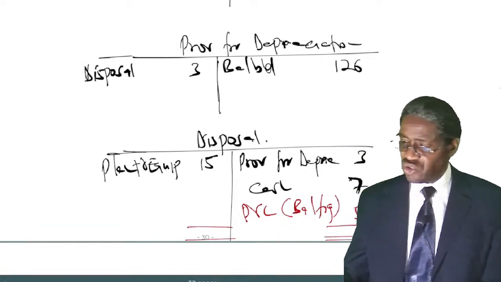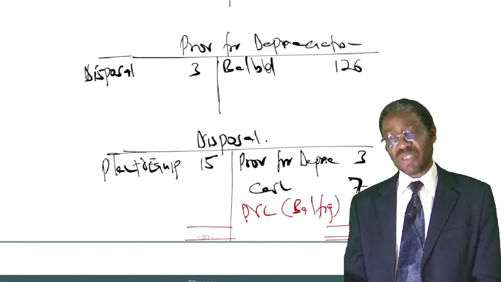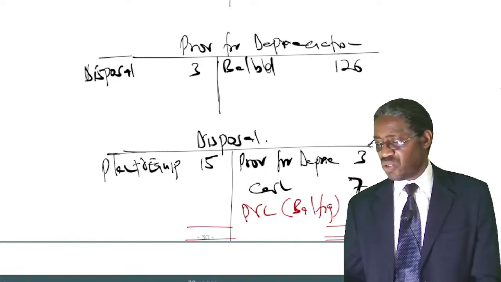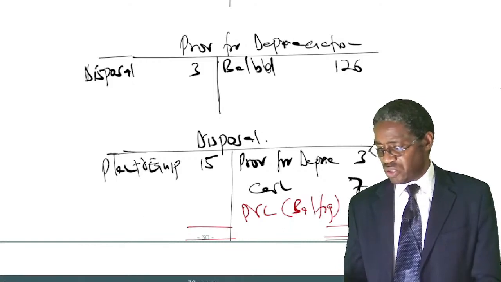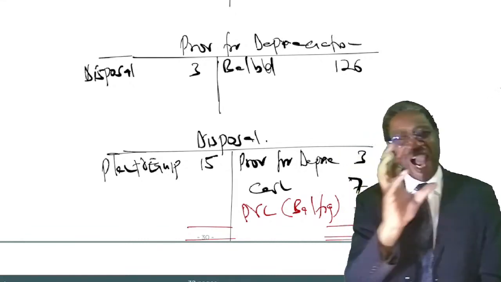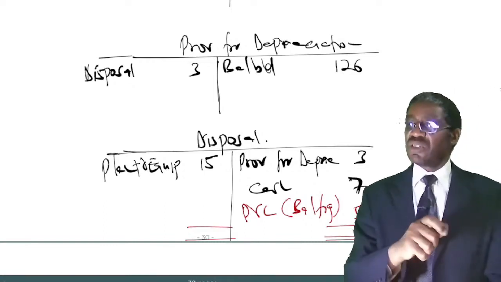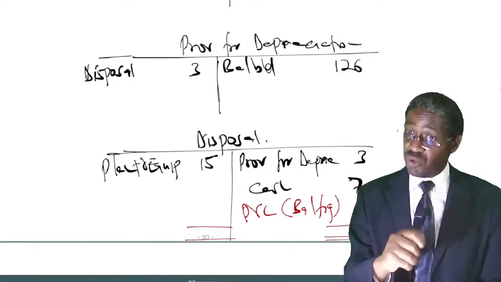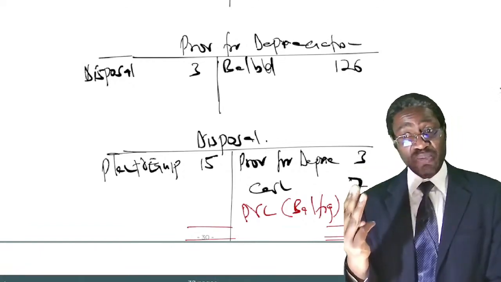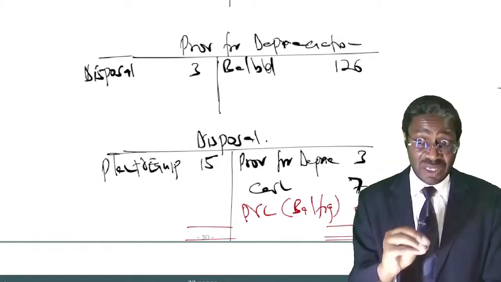Step 1, I've said transfer the cost price of the asset sold from the asset account to the disposal account. That's what we have said. Step number 2, transfer the accumulated depreciation of the asset sold from the provision for depreciation to the disposal. Step number 3, record the cash received on disposal. Step number 4, determine the gain or loss on disposal as a balancing figure.